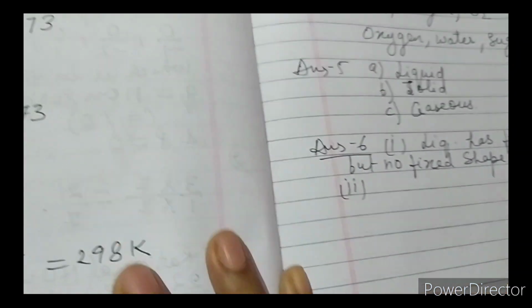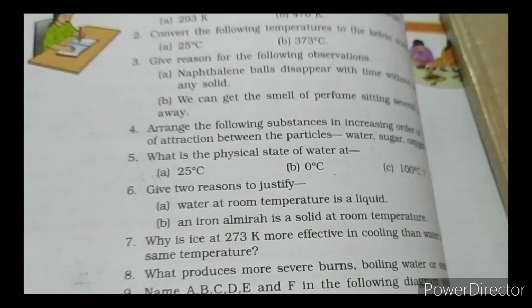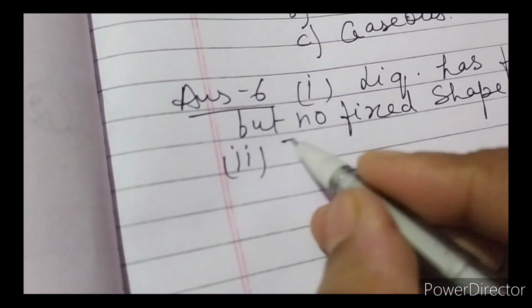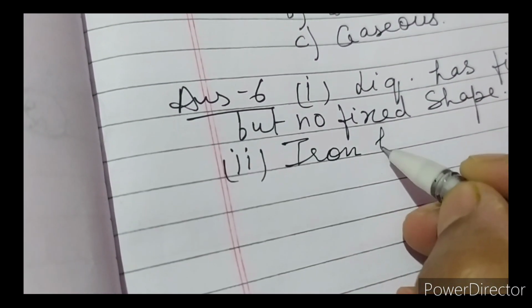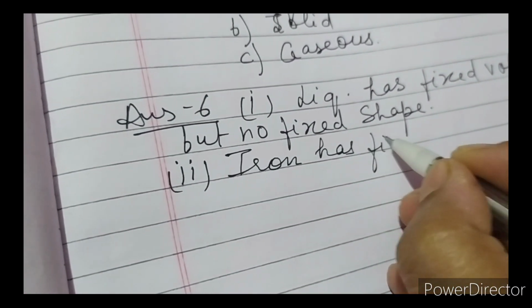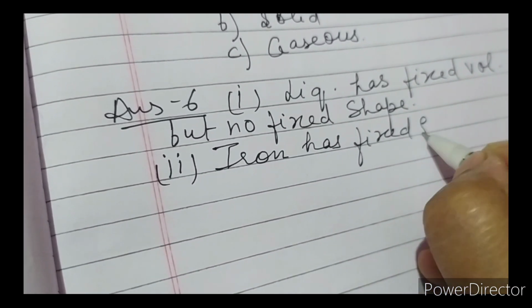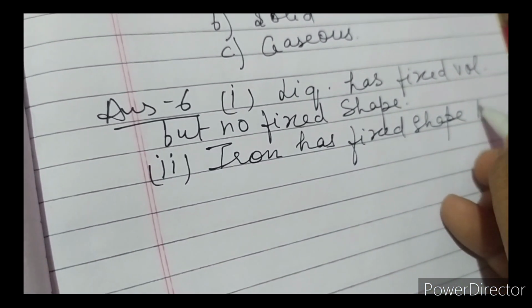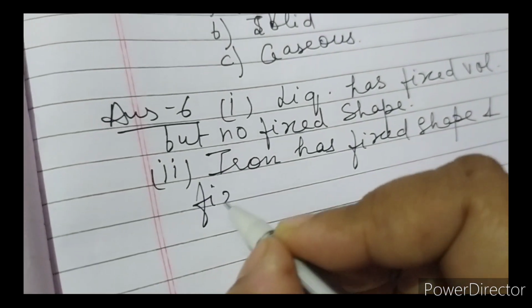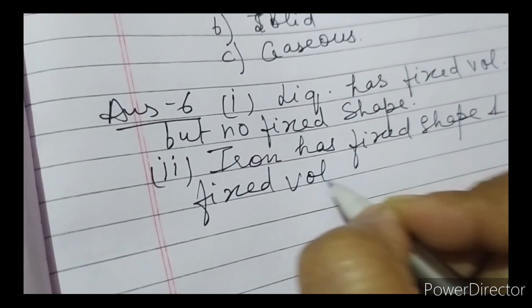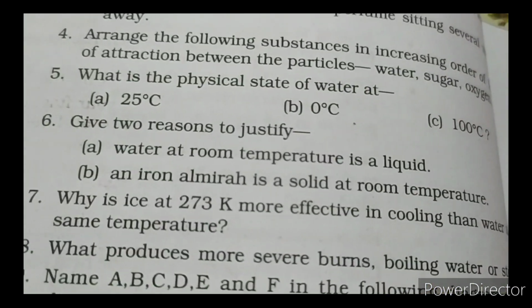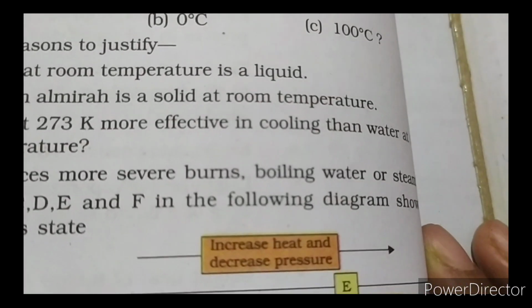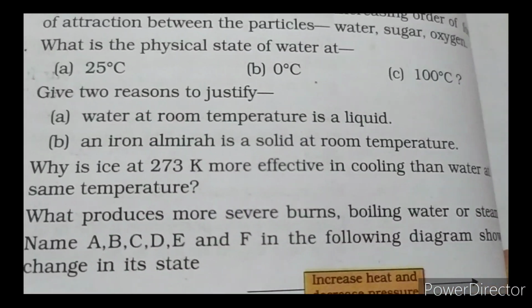And second, they have given you an iron almirah. So iron almirah has a fixed shape and fixed volume, which is the characteristic of solid, and therefore it is considered as a solid. Next question is, why is ice at 273 Kelvin more effective in cooling than water at the same temperature?